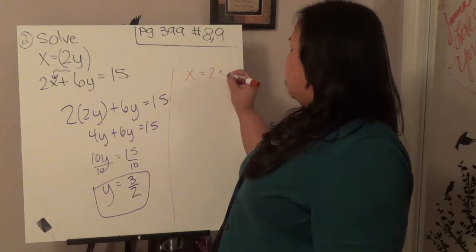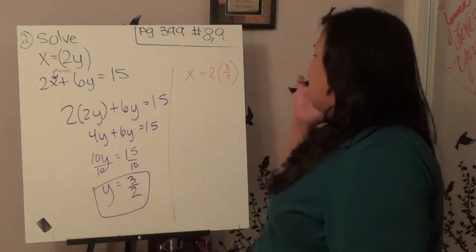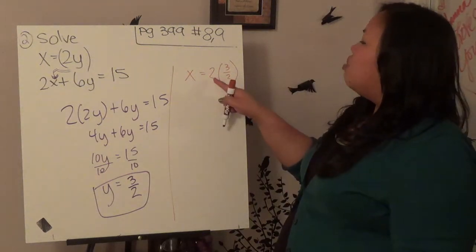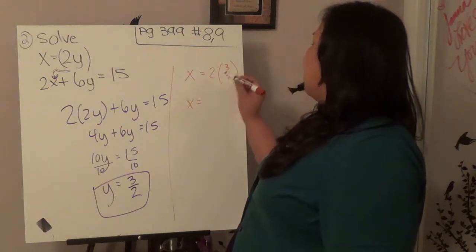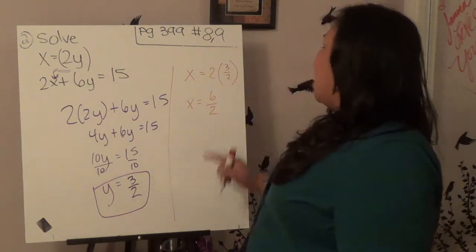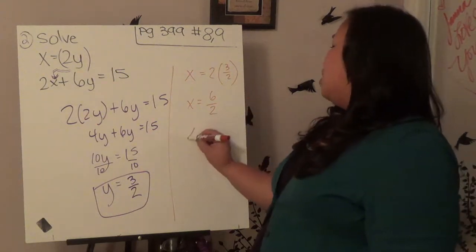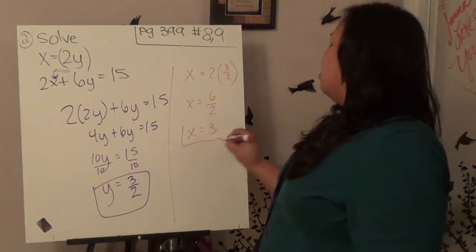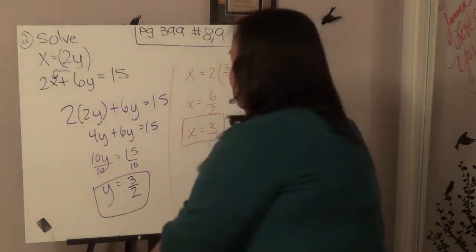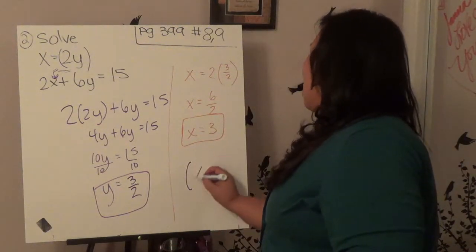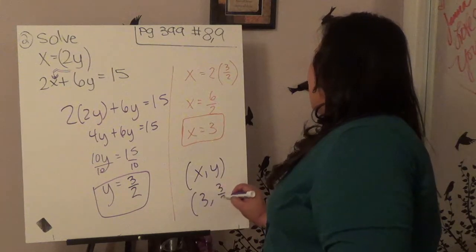So x equals 2 times 3 over 2. Try not to put it in decimal, just keep it in fraction. When I have a whole number, I'm going to multiply the whole number by the top. So x equals 2 times 3, which is 6 over 2. And then if it's not a decimal and gives me a whole number, I divide it. 6 divided by 2 is 3. Right? So my answer means that if I were to graph this, I would have x comma y, which is 3 comma 3 over 2.